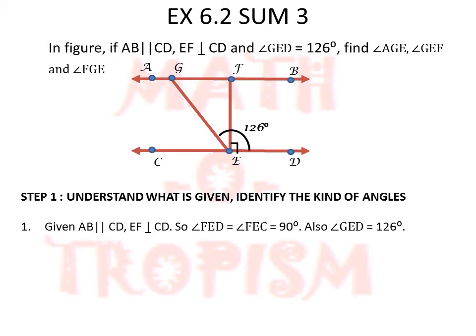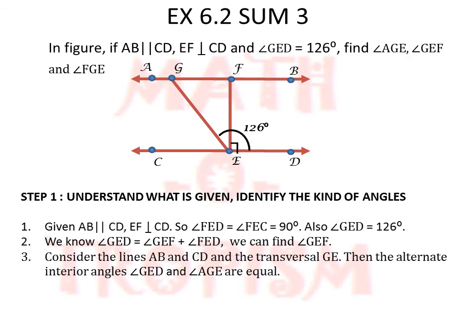From this we can see that angle GED is nothing but addition of angles GEF and FED, which are the constituent angles. So we can find angle GEF from this equation. Similarly, we can see that AB is parallel to CD. GE is the transversal, so angle AGE and angle GED both are alternate interior angles, so angle AGE will also be equal to angle GED.